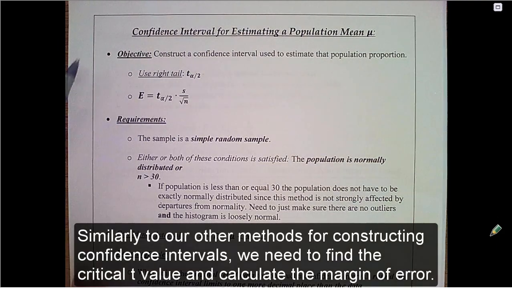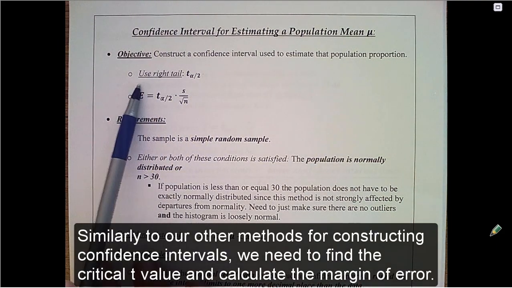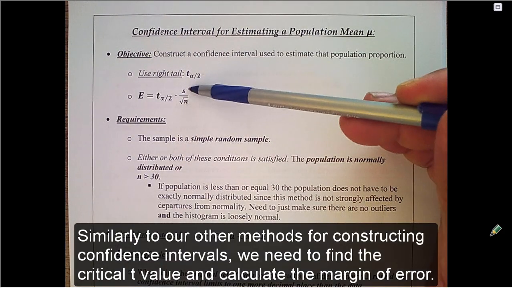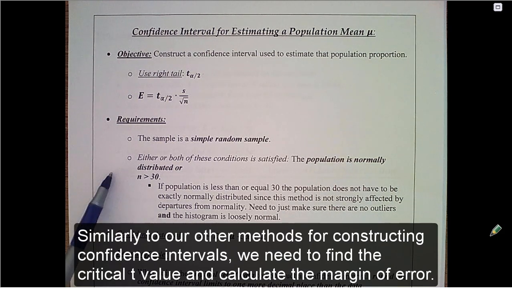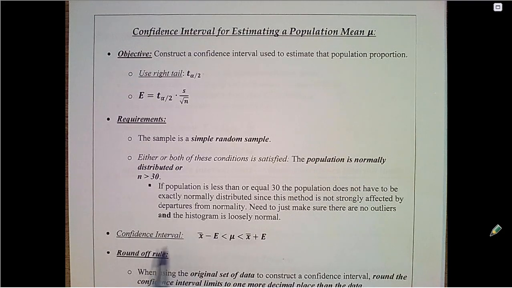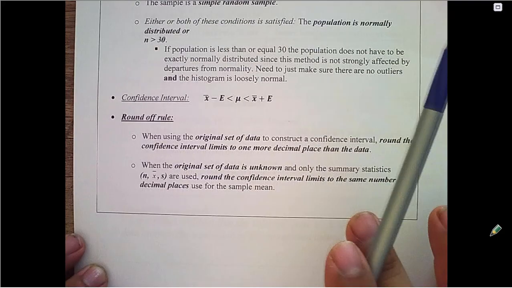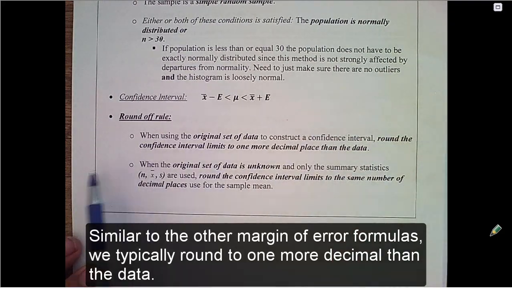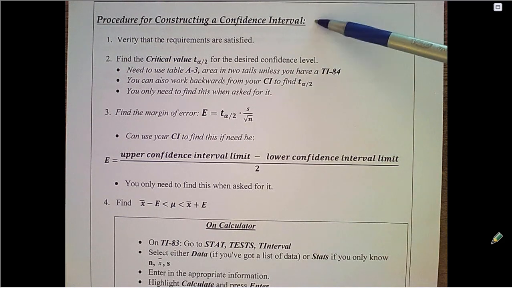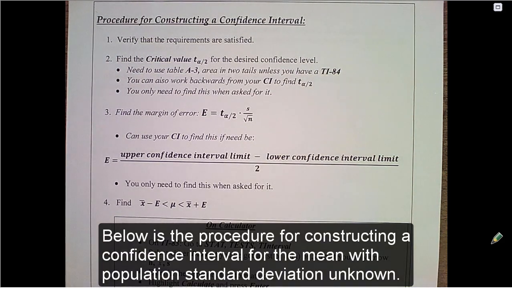Similarly to our other methods for constructing confidence intervals, we need to find the critical t value and calculate the margin of error. Similar to the other margin of error formulas, we typically round to one more decimal than the data. Below is the procedure for constructing a confidence interval for the mean with population standard deviation unknown.